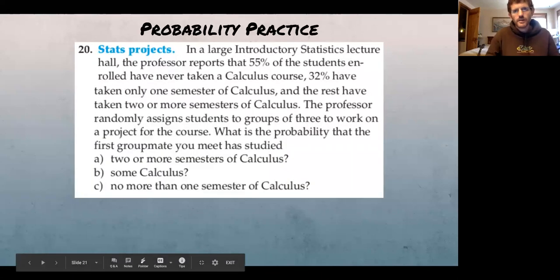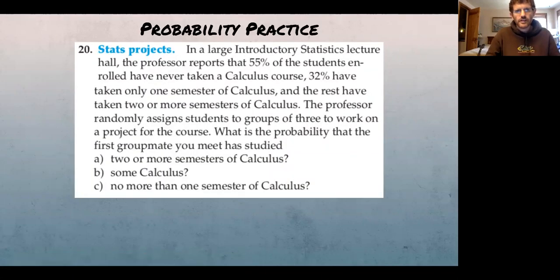So right here, we've got a large introductory statistics lecture hall. The professor reports that 55% of the students enrolled have never taken a calculus course. 32% have taken only one semester, and the rest have taken 2 or more semesters of calculus. So you're randomly assigned to a group of 3 for a project. What's the probability that the first group you meet has studied 2 or more semesters of calculus?